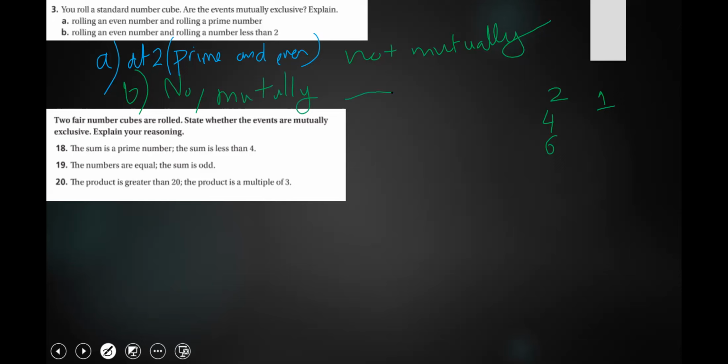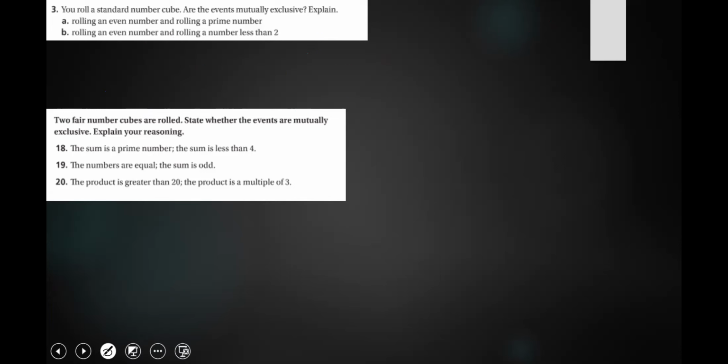Two fair number cubes are rolled. So I'm talking about 2 cubes now. State whether the events are mutually exclusive. Explain your reasoning. The sum is a prime. Teacher, letter B is mutually exclusive. Yes, B is mutually exclusive. A is not. Okay, so we talked about number 18 now.